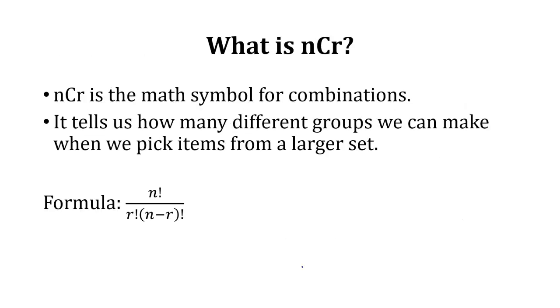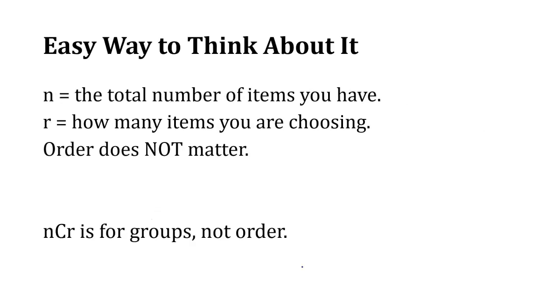So the math symbol for combination, nCr, tells us how many different groups we can make when we pick items from a larger set. Here's the formula, which we're not going to use for these problems, but I just wanted to let you know. I'm going to show you how to use your calculator and let the calculator do it for us, because we'll always have a calculator available.